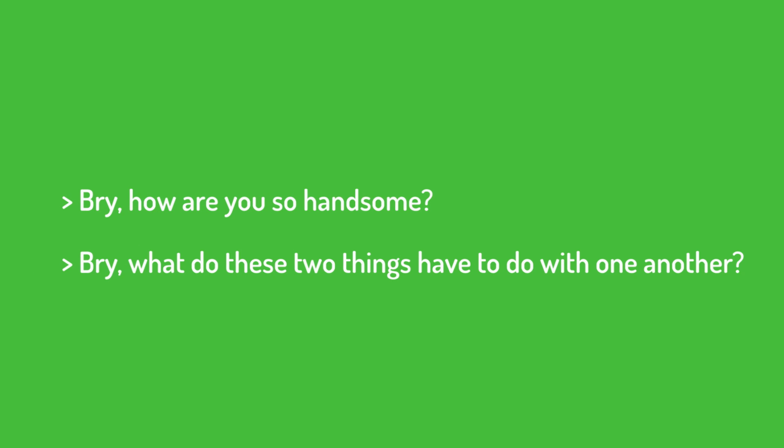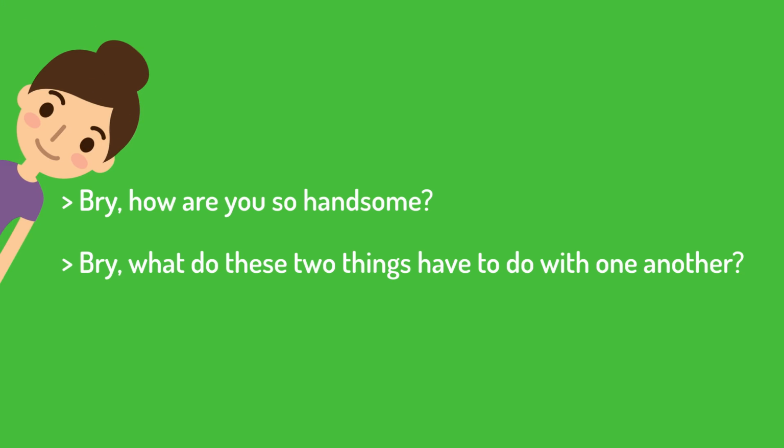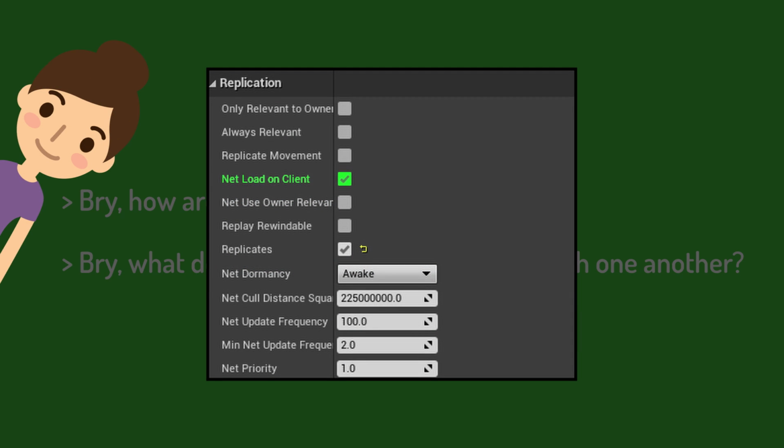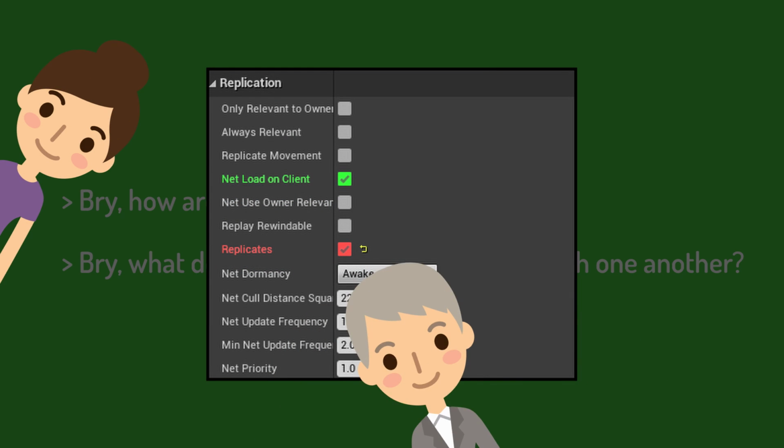So without further ado, let's dive right in. Let's start off with the net load on client and replicates, and I know, the first thing that comes to your mind right now is, Bri, how are you so handsome? And Bri, what do these two things have to do with one another? Firstly, all credit goes to my mama, and secondly, they're both under the replication section, so you can bet your grandma's ring that they're probably related somehow.